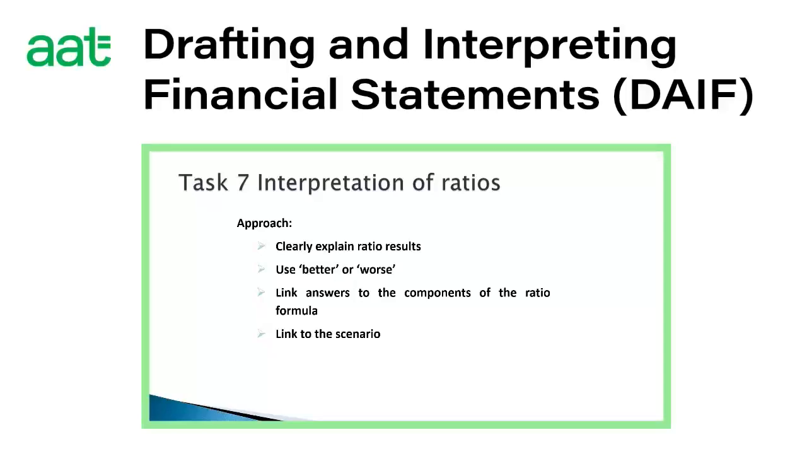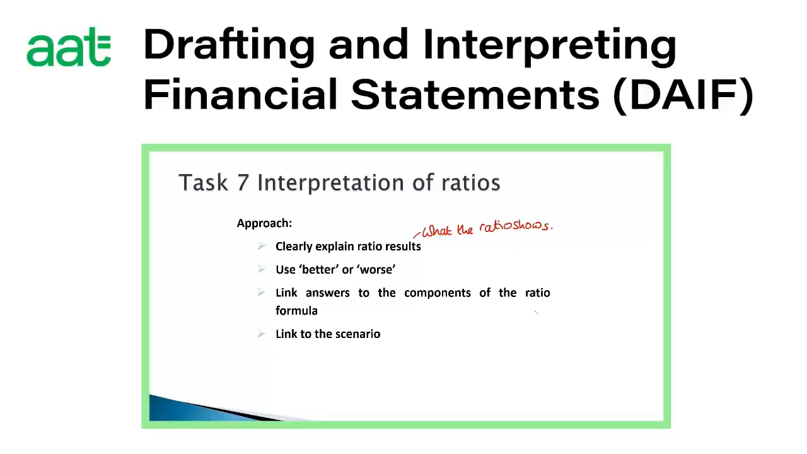Now, how I would suggest students have a go at this one. You've got to clearly explain the ratio results. Think about what the ratio shows you. So, for example, gross profit, that is calculating the profit that's generated from our sales. Explain that in the first line of your response about the interpretation. You've got to explain the movement in the ratios.